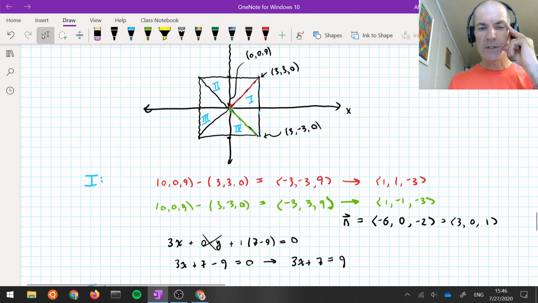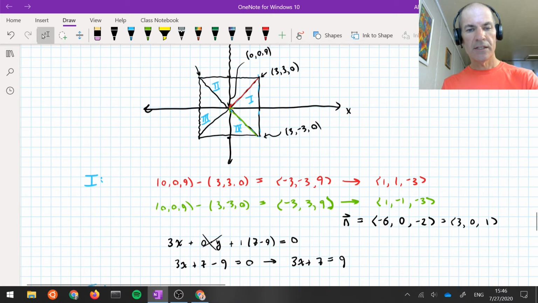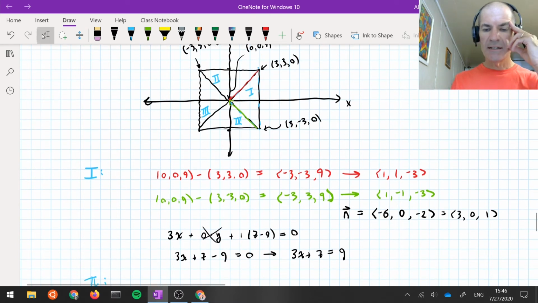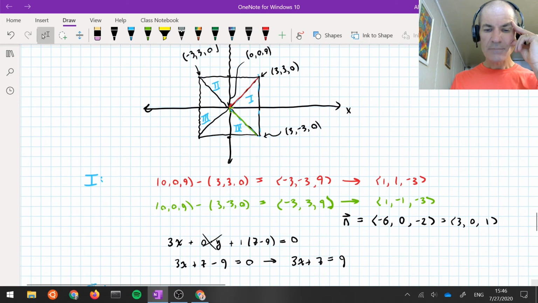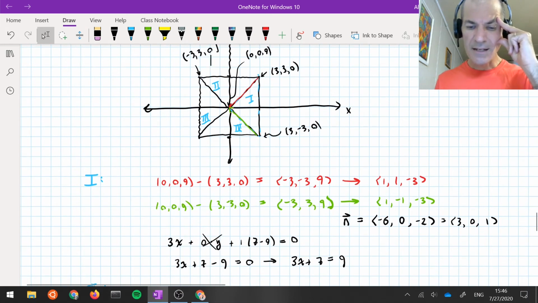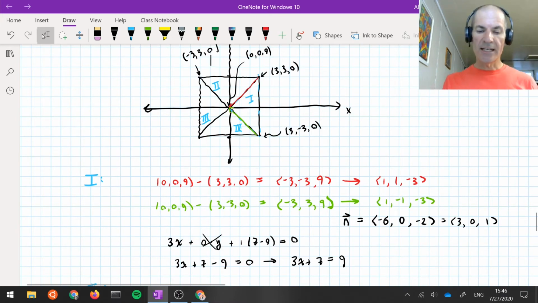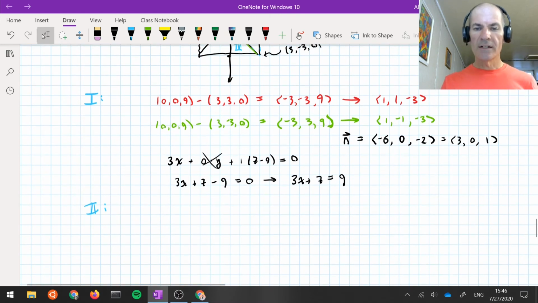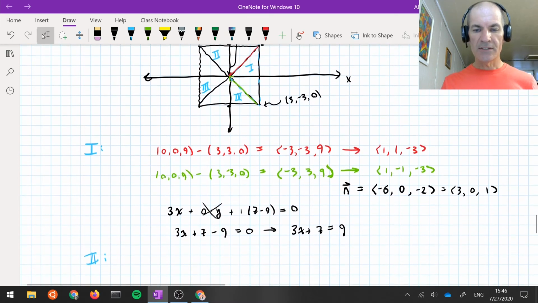What happens if you plug in this point over here? This point is negative 3, 3, 0. That might not work out so well. You plug in negative 3 here and you get negative 9 plus 0 equals 9. Doesn't check out. See if we can come up with a formula that'll work in all three of these cases.